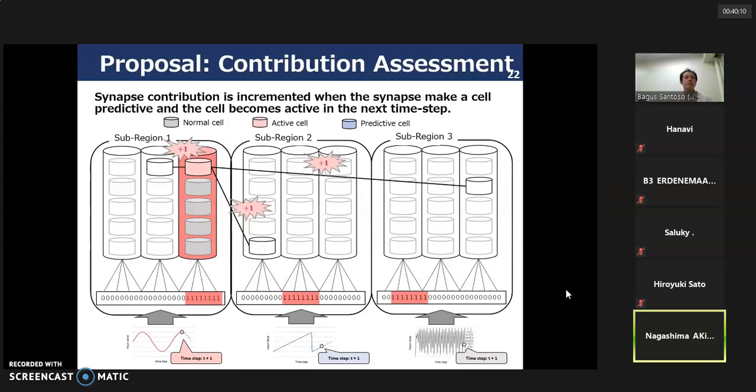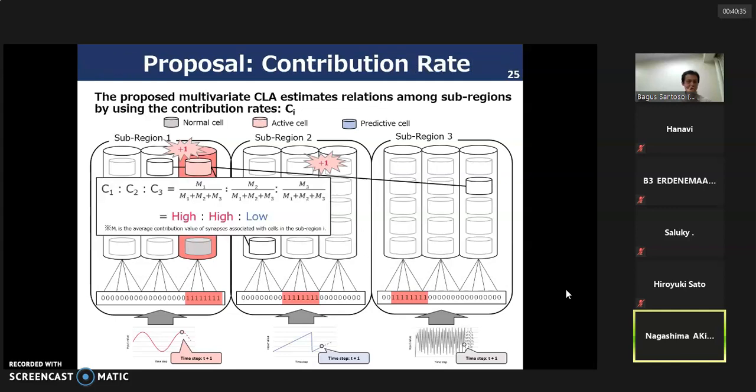Since each subregion learns different time series data, it may be better not to use information from other subregions. So, to determine which subregion contributes to the prediction of a cell, we introduce a contribution to each synapse. Contribution is incremented when the synapse contributes to making a cell predictive, and the cell becomes active in the next time step. When a cell is activated, the proposed multivariate CLA estimates relations among subregions by using the contribution rates. The contribution rates are calculated as the average of the contributions of synapses to each subregion in the cell. A high contribution rate means that the subregion can be utilized in the prediction of the cell.